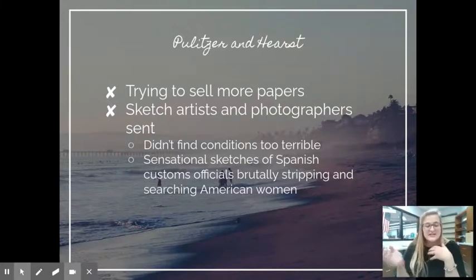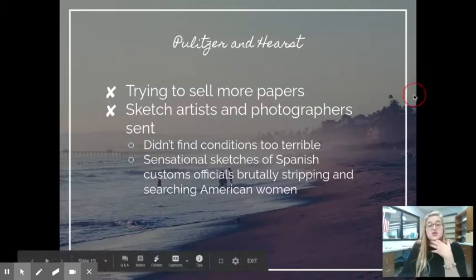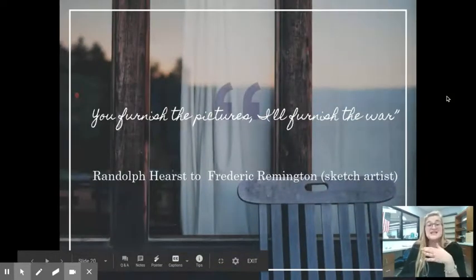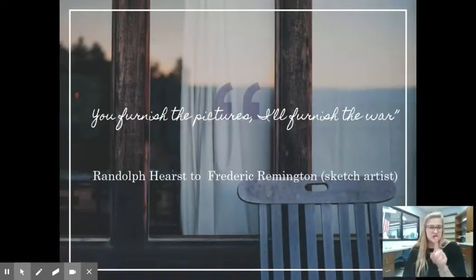So Hearst sends an artist, Frederic Remington, to Cuba to draw sketches and tells Remington, you furnish the pictures and I'll furnish the war. It means you go down to Cuba. You see the dirty details that's going on. Rev it up a little bit.